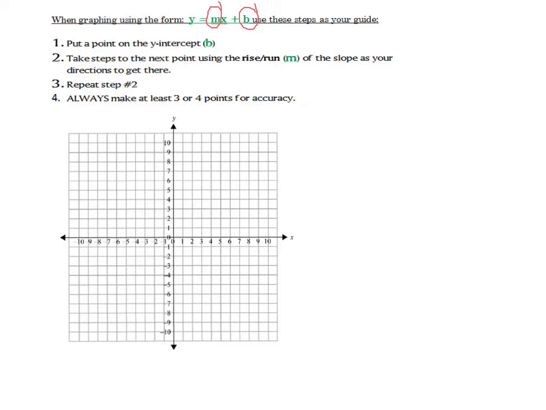Repeat these steps 3 or 4 times for accuracy. Don't just stop with 2 points. Have at least 3 to 4 points on your line for accuracy. That way you will know if you go off of the line you've made a mistake.